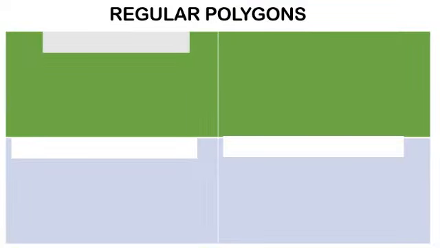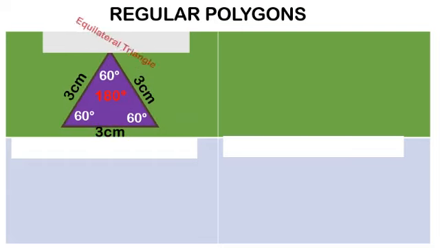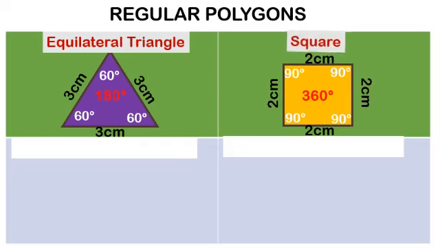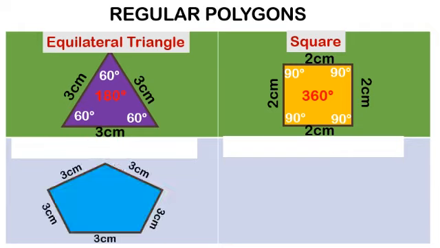We have seen that a three-sided regular polygon is an equilateral triangle. Here each angle is 60 degrees. And a four-sided regular polygon is a square with each angle 90 degrees. Then what do we call a five-sided regular polygon? Yes, it is a regular pentagon. A regular pentagon means 5 sides and 5 angles are equal.